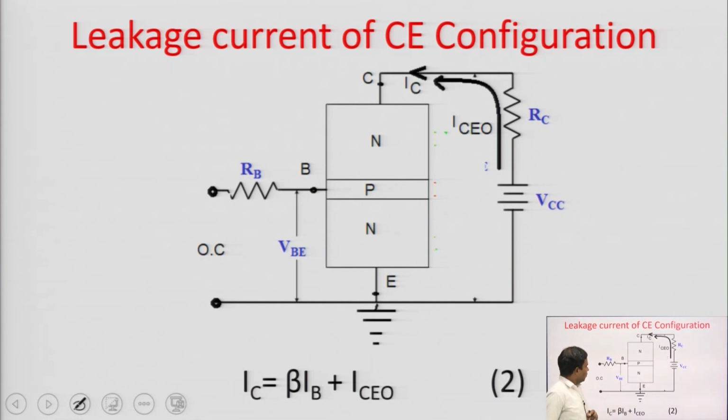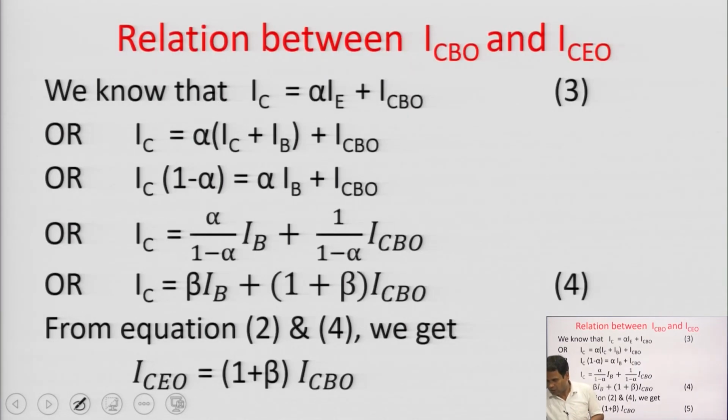Now, what will be the total current? The total current, that is the collector current, is equal to beta IB plus ICEO. Beta IB is the majority current, and ICEO is the current due to the minority carriers. So, the total current is IC equal to beta IB plus ICEO. Now, we have to derive the relation between ICBO and ICEO.